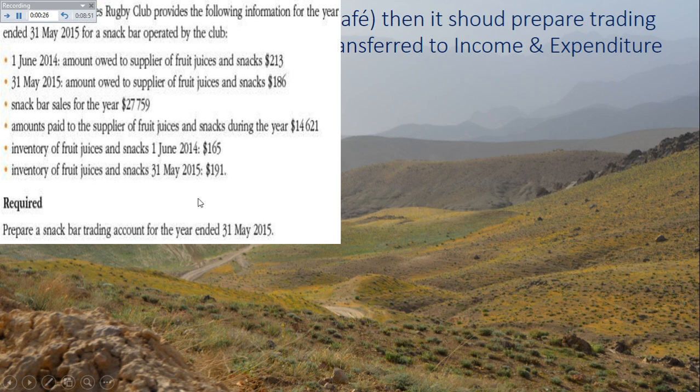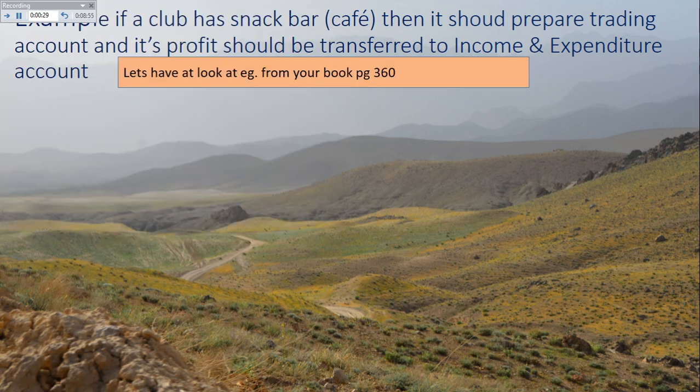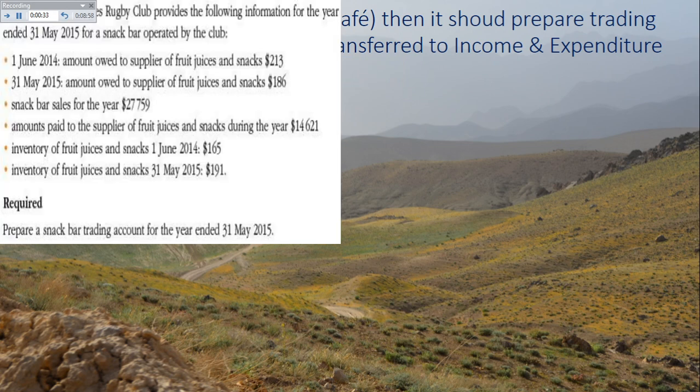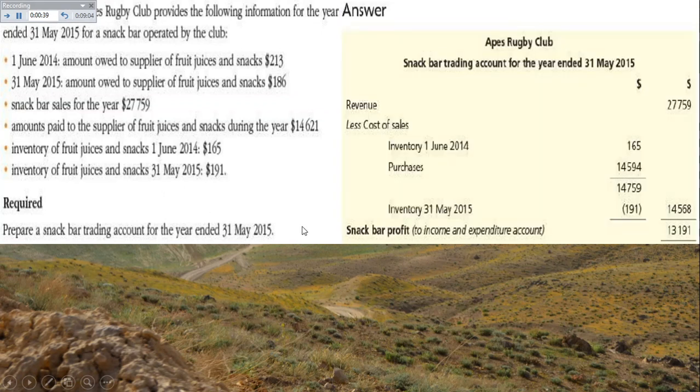If you look at this example from your book, on page 360, you have this question where you need to prepare the trading account. Based on this data, you will be preparing the trading account as it is. Here you can see there's a revenue less cost of sales, and then you might have to find the missing figure. Like here the purchase, 14594, is not given in the question. You can pause the video and look at it. I'll not be going into detail about this.